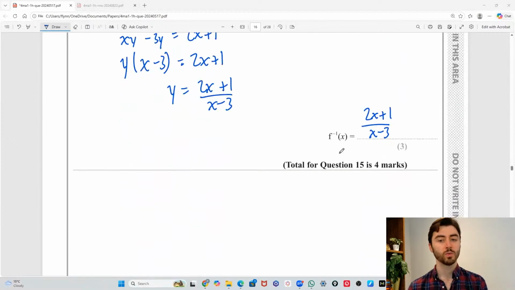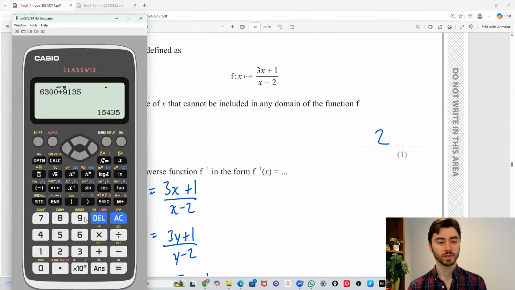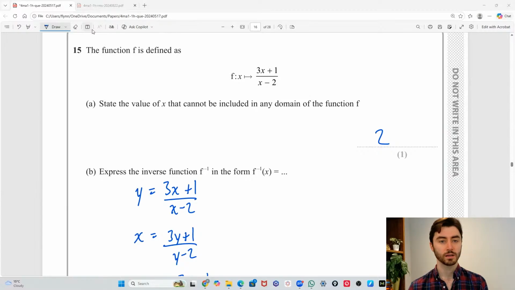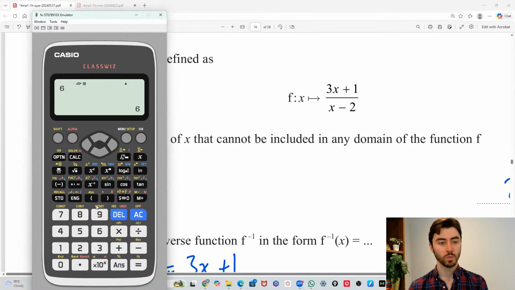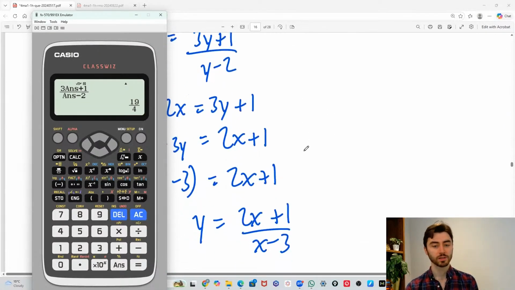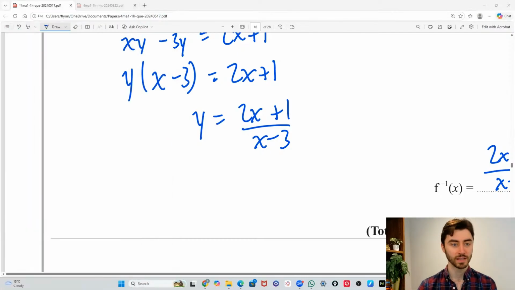Express the inverse. Okay, so the way I would test for this is to go sort of forwards and backwards. So here, for instance, if I had an x of 6, that would give me a y value of 3 answer plus 1 all over answer minus 2. So if I plug this into my inverse, I should get my 6 back. So 2 answer plus 1 all over answer minus 3. And I get my 6 back, so that is the inverse. Great.